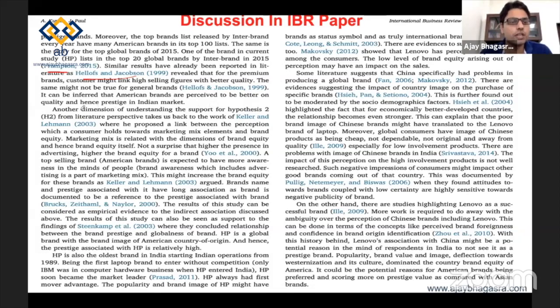Now, for example, look at this line: another dimension of understanding the support for hypothesis 2, from the literature perspective, takes us back to the work of Keller and Lehman, where he proposed a link between this and that. So what I'm doing now is trying to find the place of my finding in the existing literature. I'm saying Keller said this, he has proposed a link, and this finding is around that link. And this is how we are making sense of this.